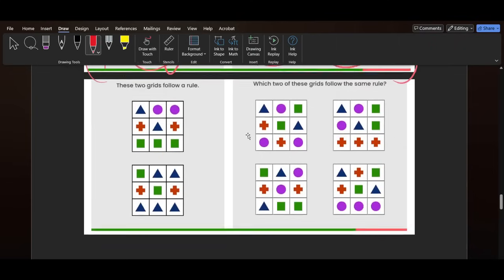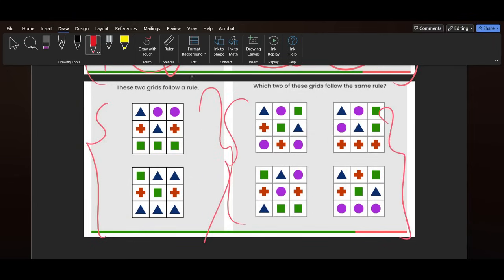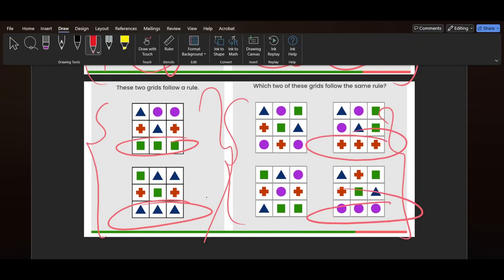Also, let's discuss this. Two grids follow a rule. So this is also given here. Which two of these grids follow the same rule? So if you can see here, three cells follow the same symbol. Here also three cells follow the same symbol. So these two will be the answer, figure number 2 and figure number 4.